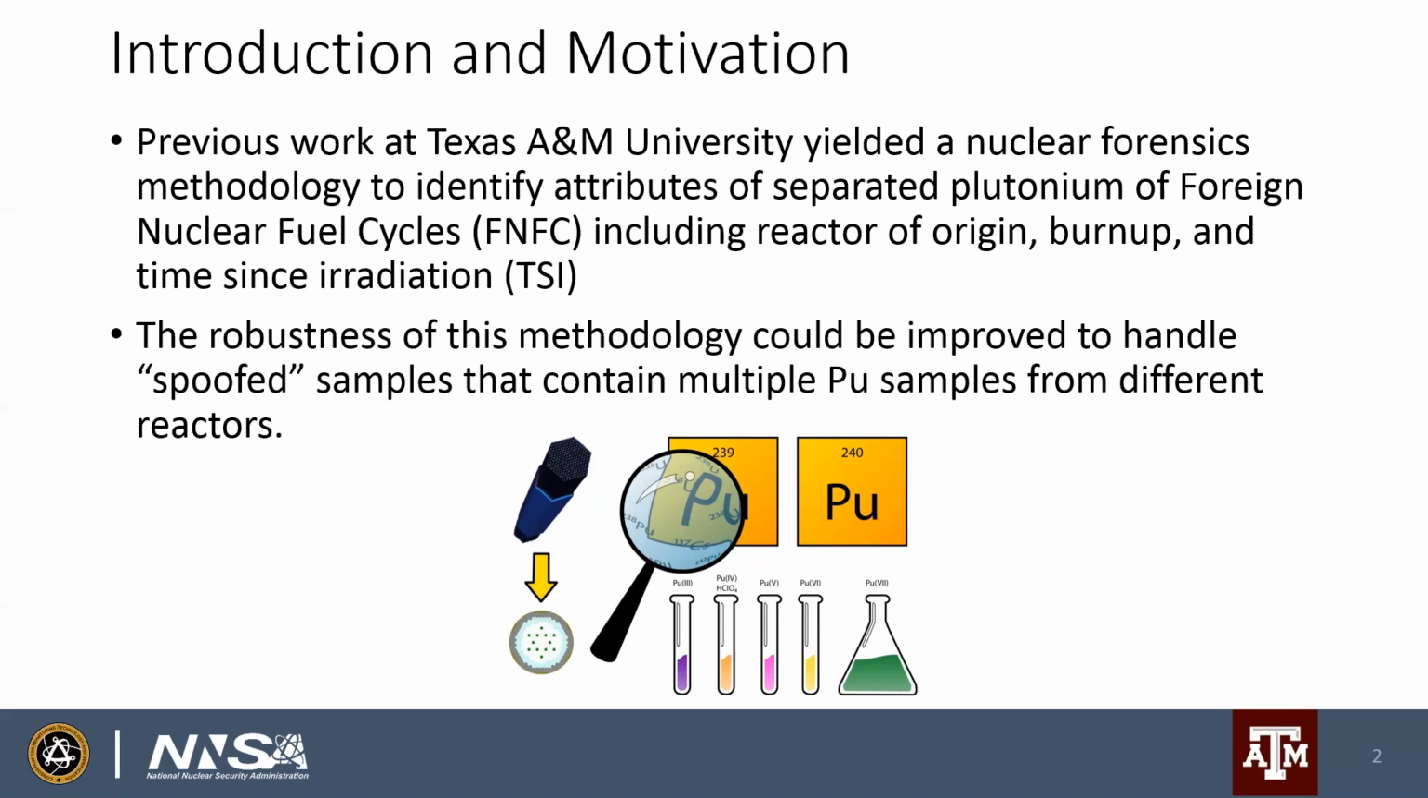So if you have any mixed samples, whether that's mixing plutonium from two different reactor sources, or maybe plutonium from two different batches from the same reactor that have different burnups and time sensitive irradiations, the methodology would be incapable of providing meaningful information on that sample. So that's a weakness that we wanted to improve upon to make a more robust methodology. And so here's some work that we've been doing to try and do that.